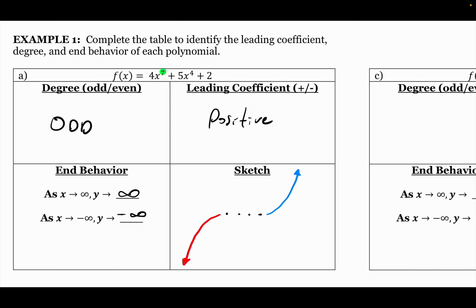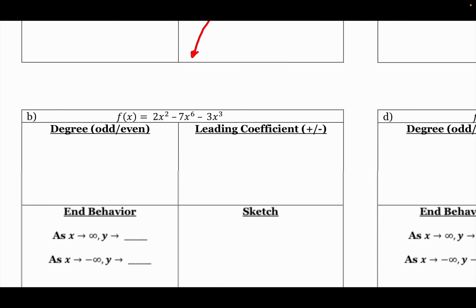That's it. That's the 4 things we're going to look at today. That's the only 4 things. Next week we'll talk more about it, but for right now, that's good. Let's go to B.